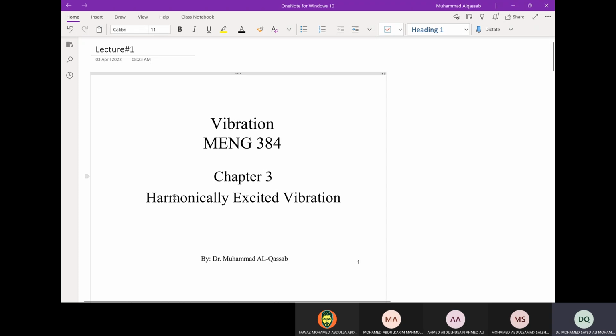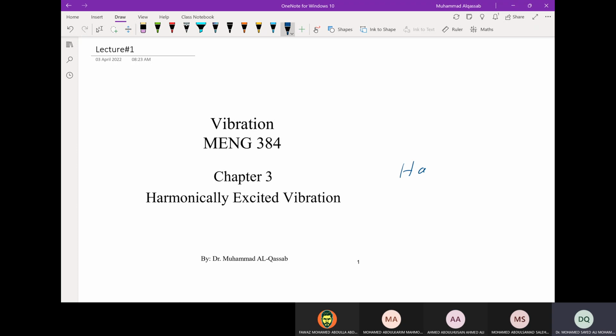Harmonic excitation is one type, but there are different types. We will focus on harmonic excitation. That will be the beginning to study forced vibration, and then you can move on to more types. Harmonic, as you know, is when the force is equal to F naught sine omega t. So harmonic force excitation.